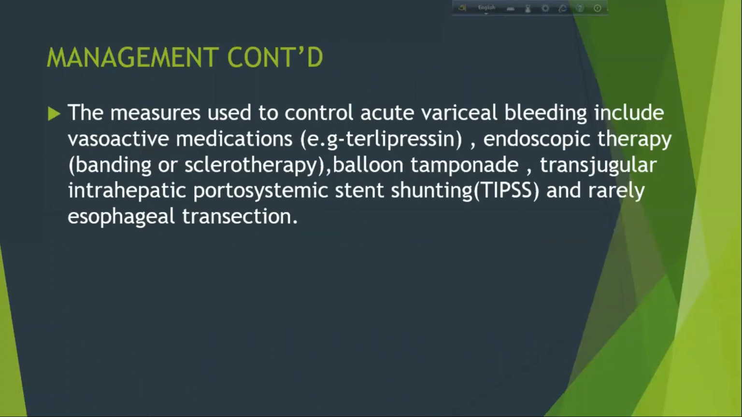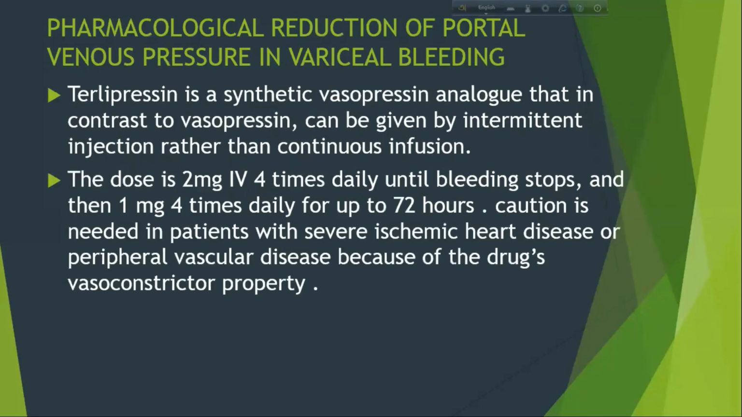The measures used to control acute variceal bleeding include vasoactive medications, that is terlipressin, and there may be other procedures like endoscopic therapy, banding or sclerotherapy, or balloon tamponade, transjugular intrahepatic portosystemic stent shunting, TIPS, rarely esophageal transection. Pharmacological reduction of portal venous pressure in variceal bleeding.